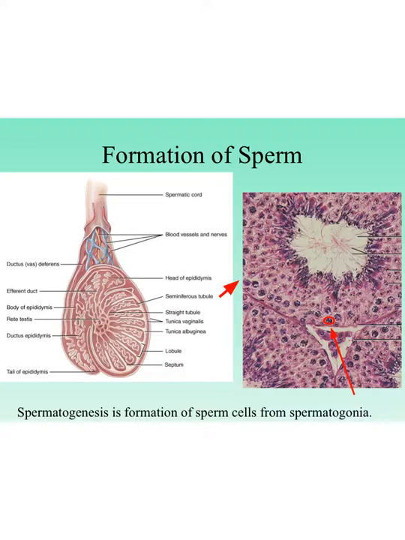Alright, I'm not going to say much about this one because the next slide shows pretty much the same thing. Just know that spermatogenesis, remember the word genesis means to make. So this is the process of making sperm cells from the spermatogonia, like the baby sperm cells that aren't quite ready to be sperm cells yet.